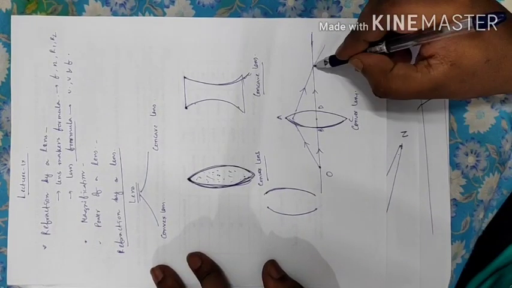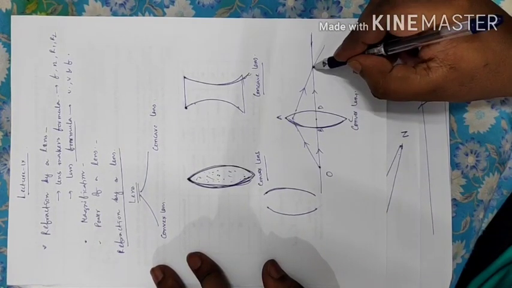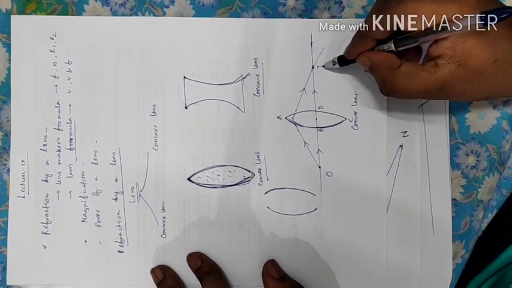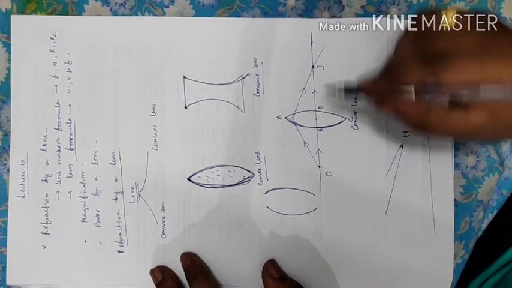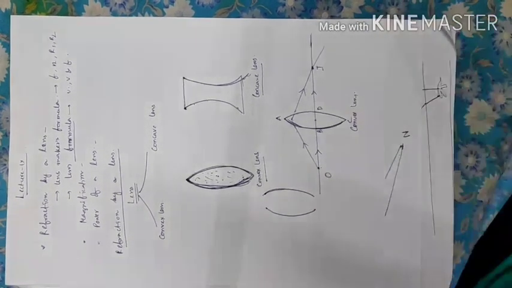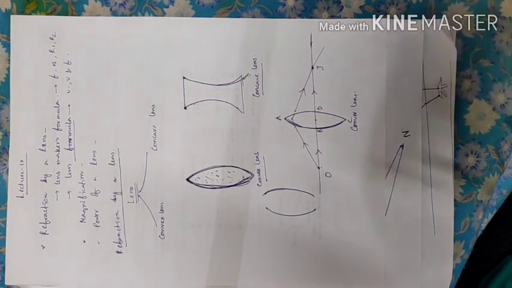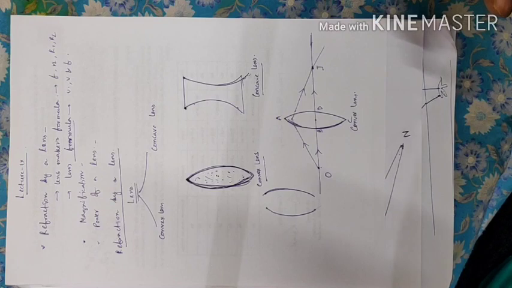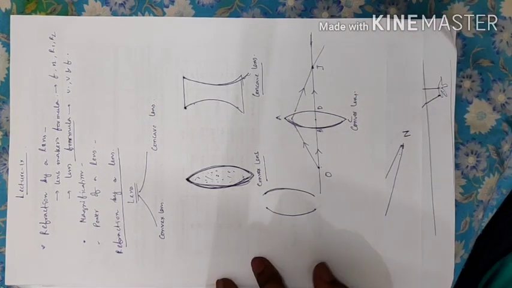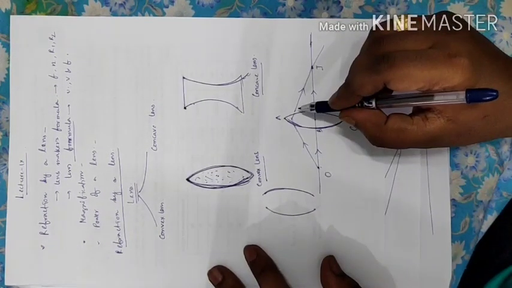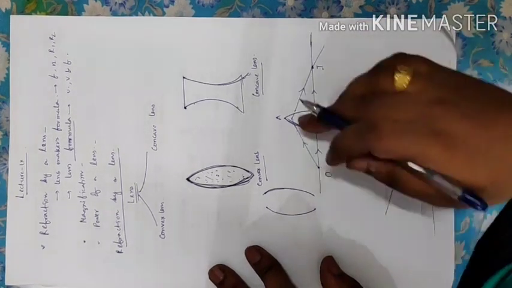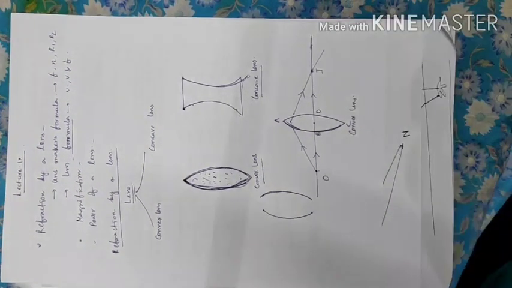So these two rays intersect at this point. So this will be your image of the object O. Basically this is how an image is formed in a lens. For an object at infinity, the rays are parallel, and after refraction they will pass through the focus.